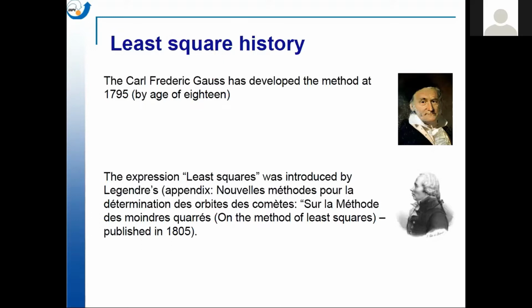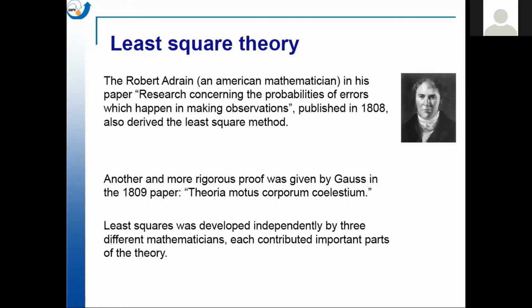On methods, sur la méthode, there's one method of least squares published in 1805. But also the American mathematician Robert Adrain has published this paper. I'm trying to identify that this concerns the initial century here. But another, more rigorous proof was given by Gauss in his 1809 paper, Theoria Motus Corporum Celestium. This is the title of the paper from Gauss.